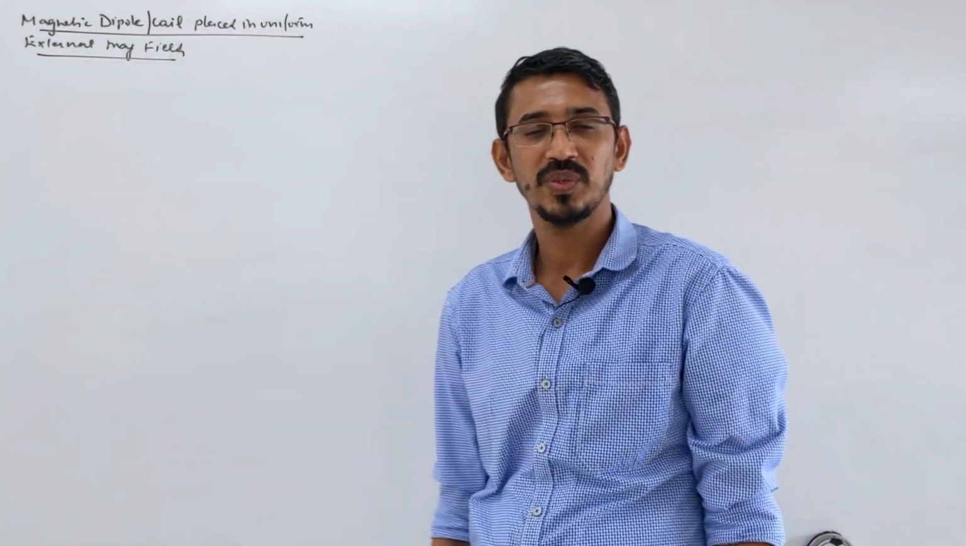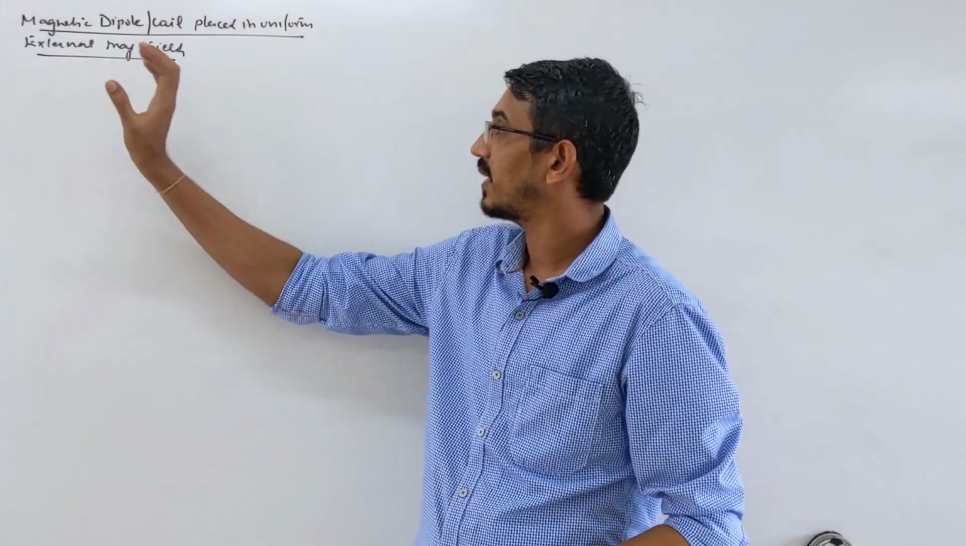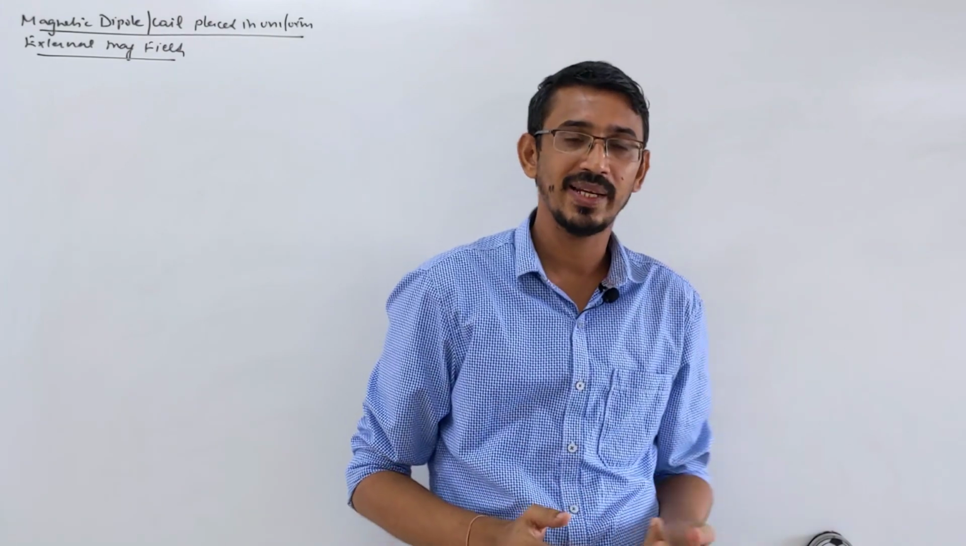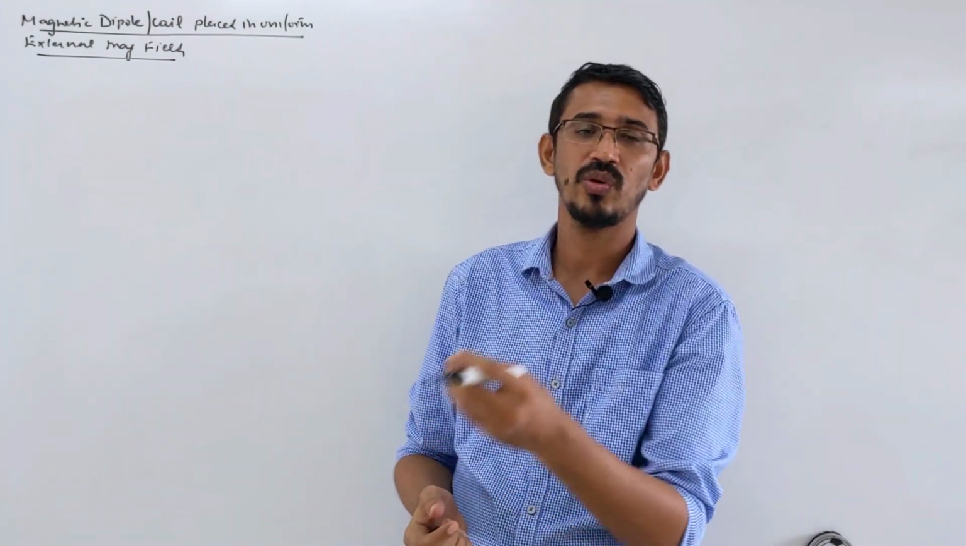So do not confuse me. What's the meaning of dipole? Dipole means just your coil. Okay, we will see another magnetic dipole again when we talk about bar magnets in the next chapter. A bar magnet is also a dipole because it has a north pole and a south pole.